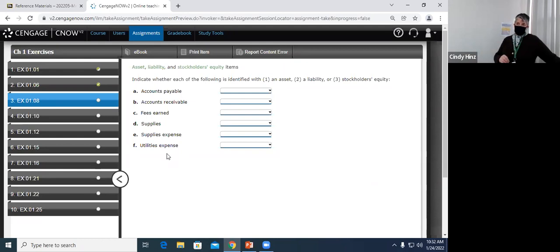So we already know the definition of an asset, a liability, and an equity account. This is also a multiple choice question, and so normally I would say do this on your own, but I want to be able to talk about what each of these types of accounts is.